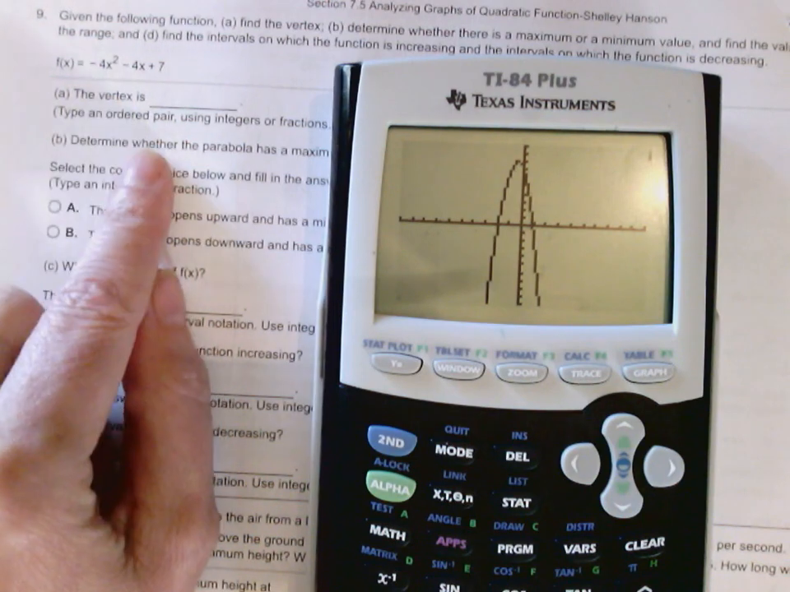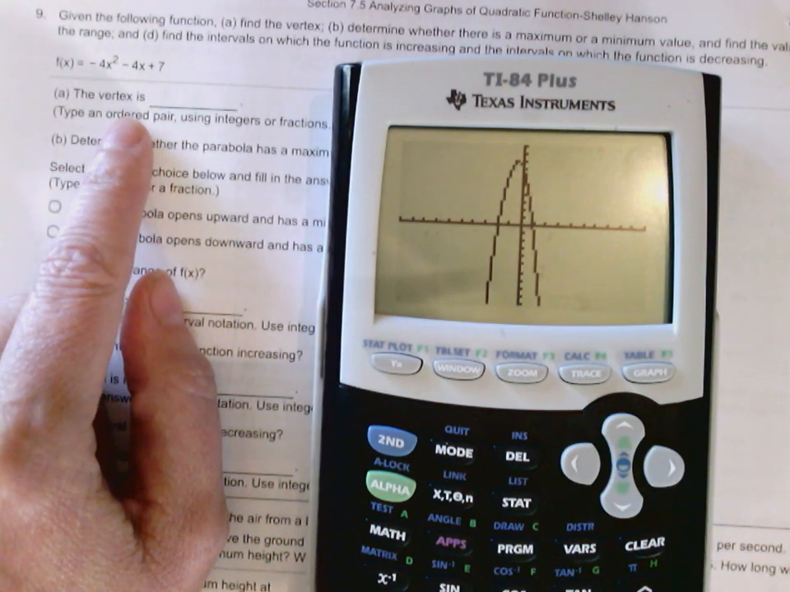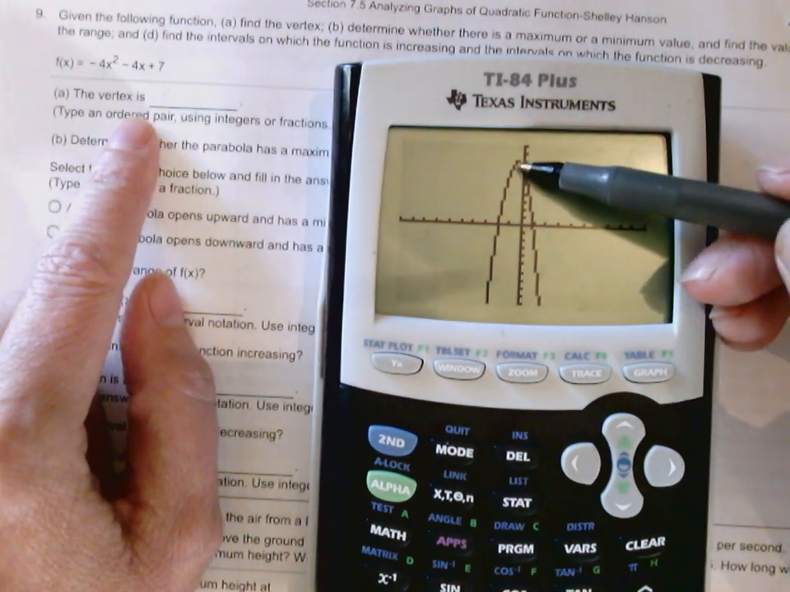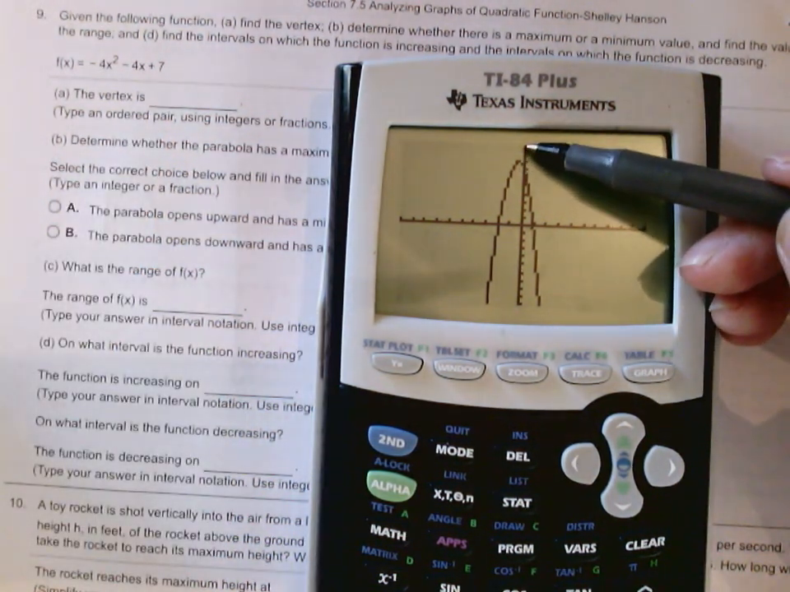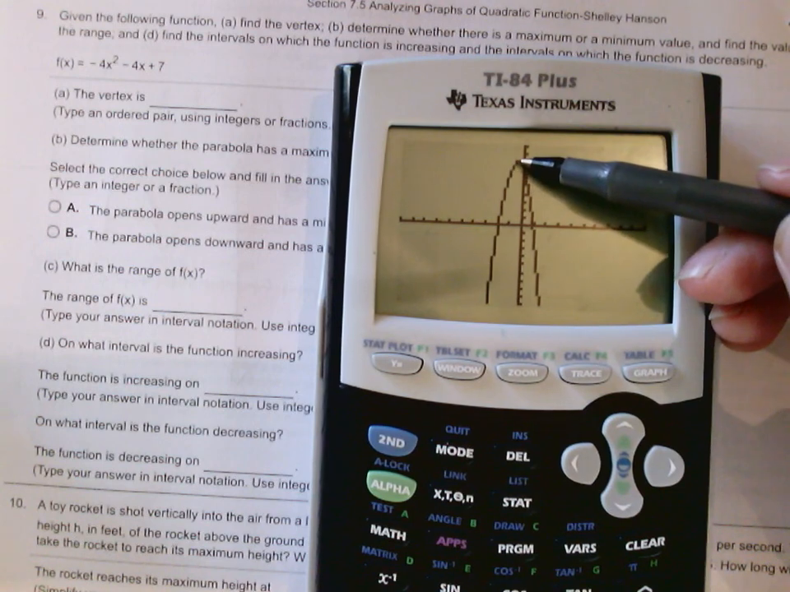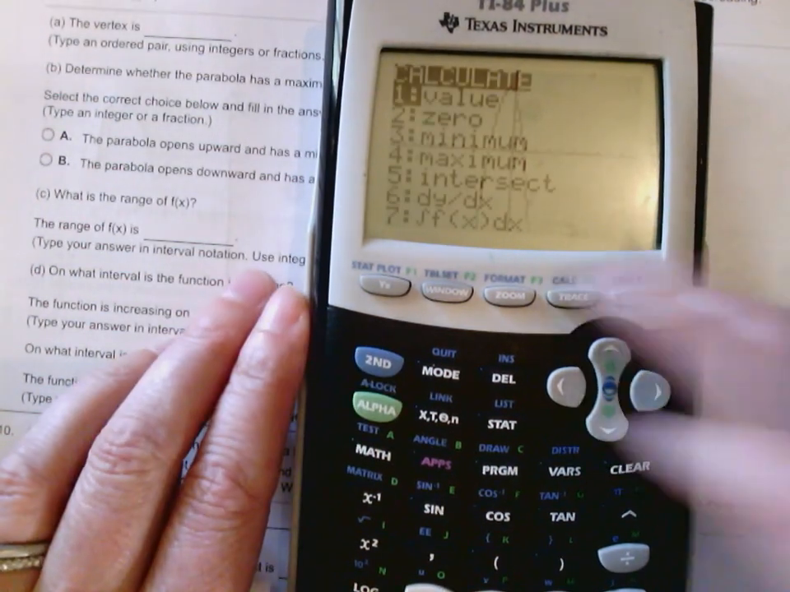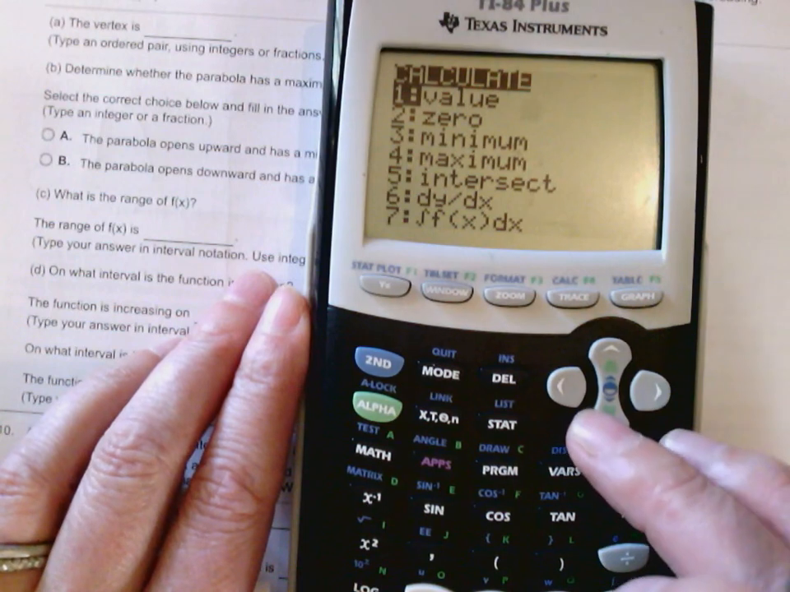Okay, so there is my parabola. It wants to know what the vertex is. So does this parabola have a maximum or a minimum? Well, you'll notice that the vertex is at the top, which means it has a maximum. So let's find, by using second calc, its maximum.